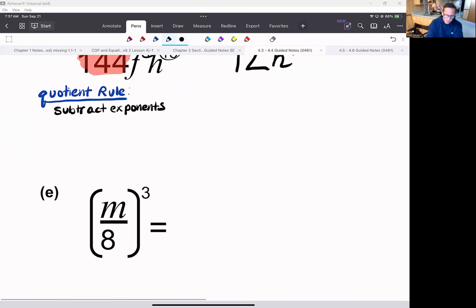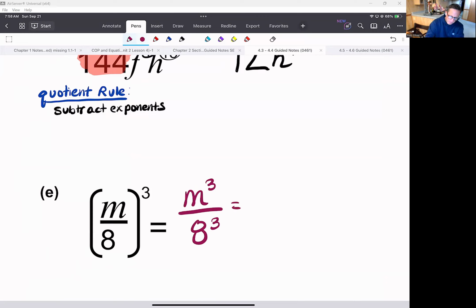And this one right here is just the power rule, right? We're just going to do m to the third, and then 8 to the third. So that's what you're going to do to get that one. So 8 to the third, what is that, 512? I think it is. Yeah, 512. So you've got m cubed over 512.